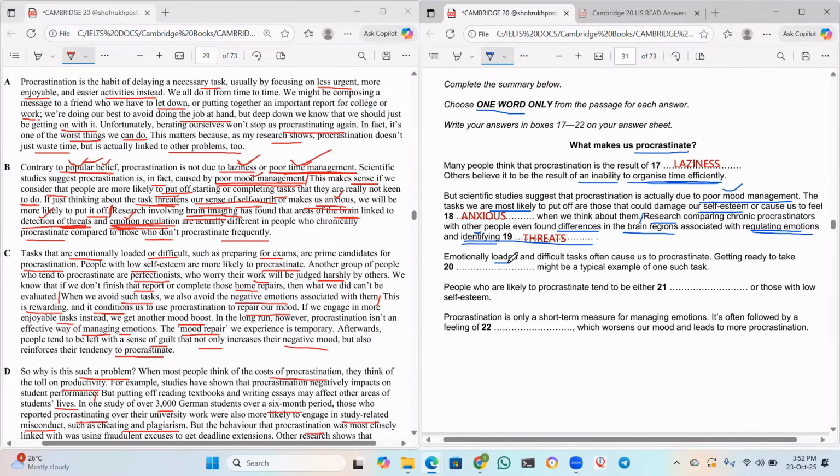Now, emotionally loaded and difficult tasks often cause us to procrastinate. Getting ready to take dash might be a typical example of one such task. Okay, getting ready for what? See, tasks that are emotionally loaded and difficult, such as preparing for exams, are prime candidates for procrastination. Yes, it means getting ready to take exams might be a typical example. He's talking about example means such as. When he says such as, he's giving an example, right?